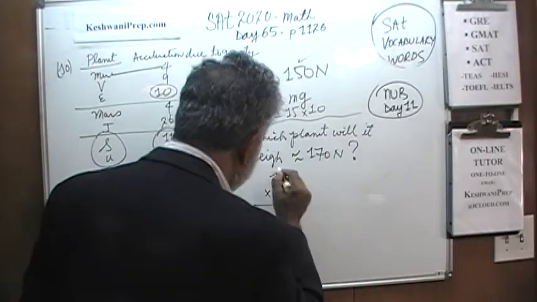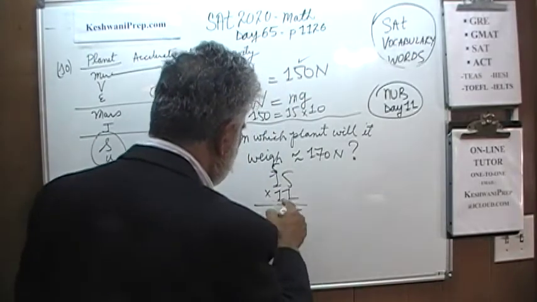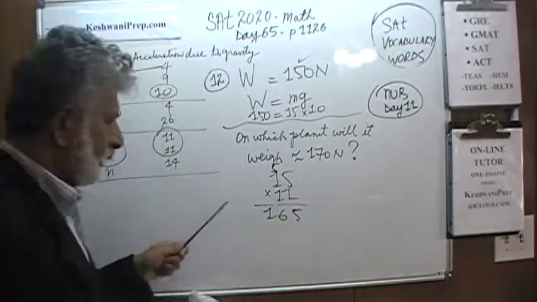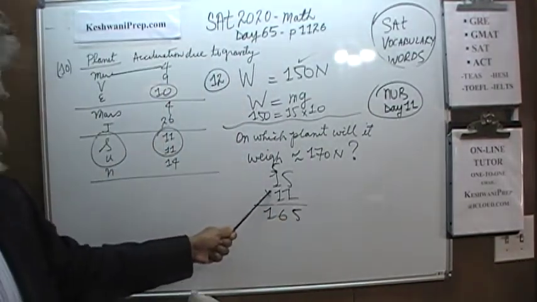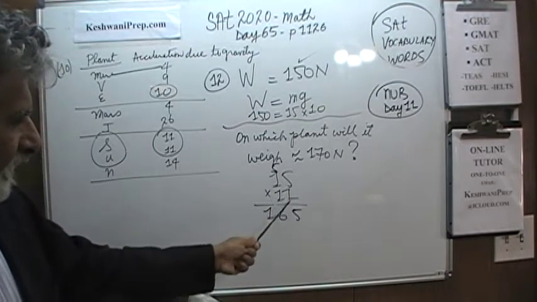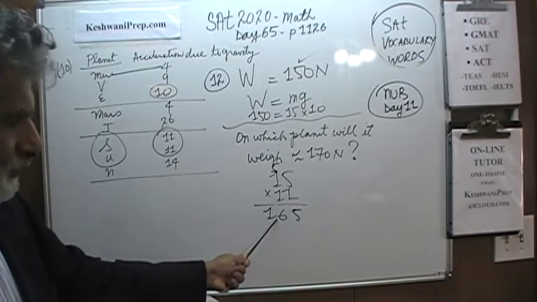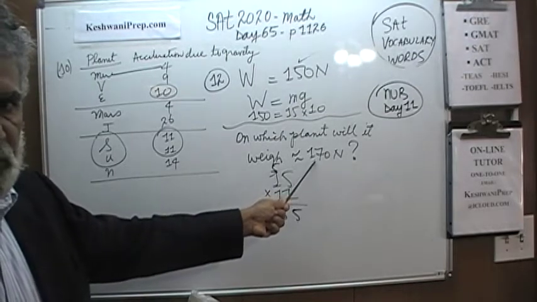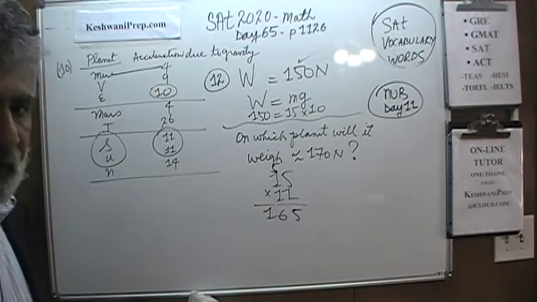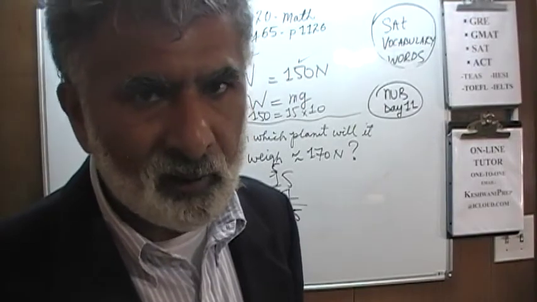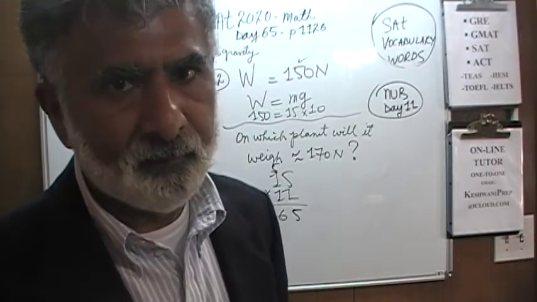11 times 5 is 55, carry 5. 11 times 1 is 11, plus 5 is 16. Notice I'm multiplying by 11, not by 1. I'm multiplying by both these together. 165. We need 170, which means of these two planets, it has to be the one that has the gravitational pull of slightly over 11, not slightly under 11.